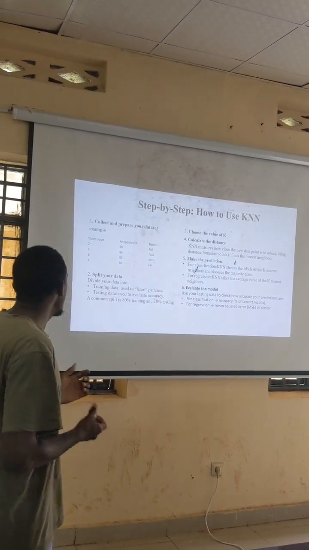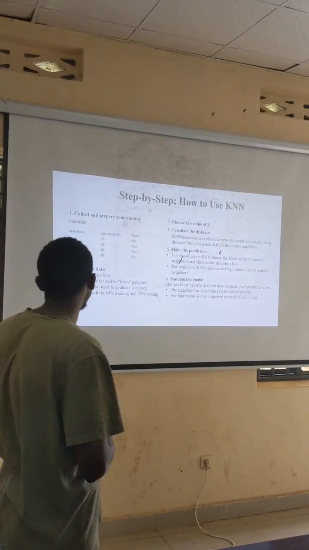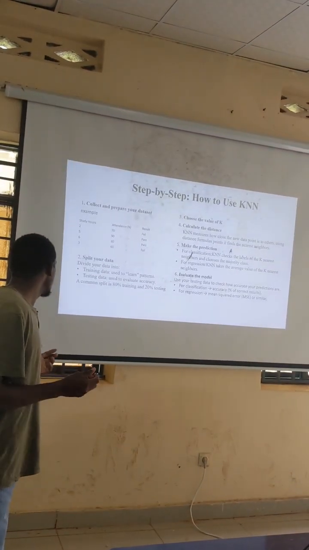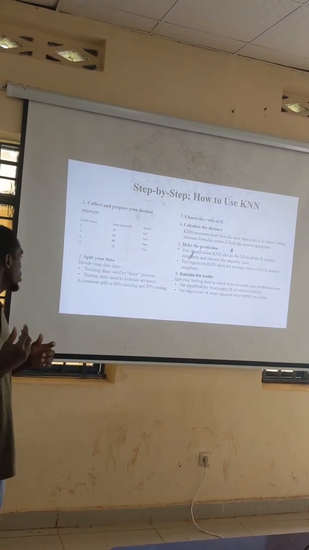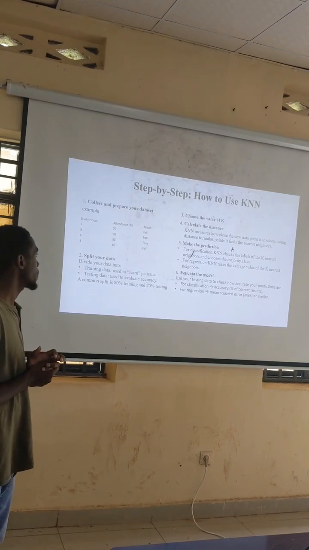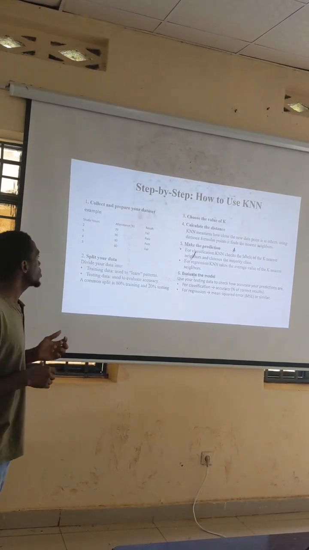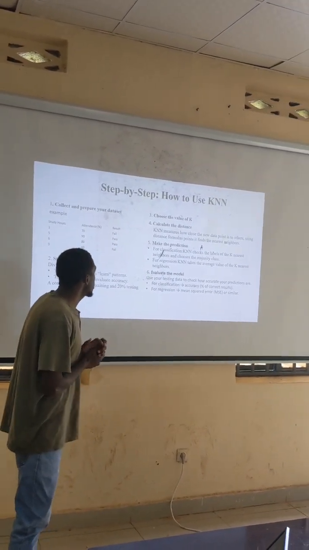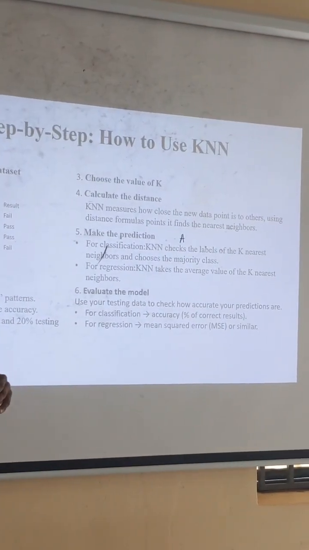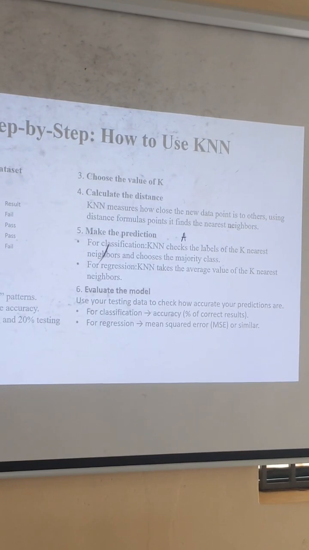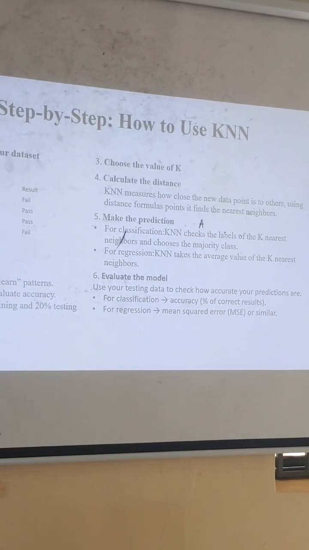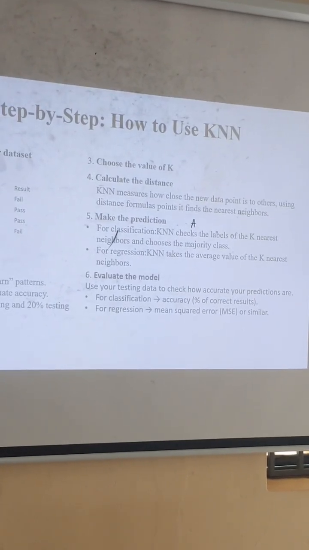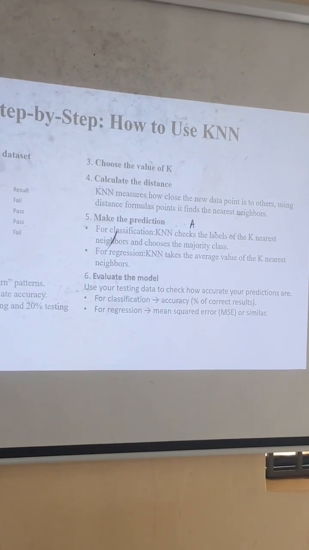Step by step, how to use KNN. Step 1 is to collect and prepare the data set. Step 2, split your data: divide your data into training data and testing data. Step 3, choose the value of K. Step 4, calculate the distance. KNN measures how close the new data point is to others using distance formulas to find the nearest neighbors. Step 5 is to make the predictions. And the last step is to evaluate the model.